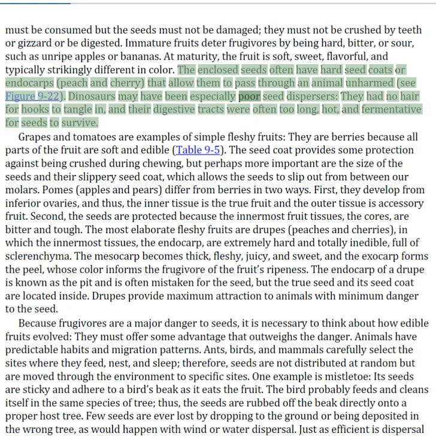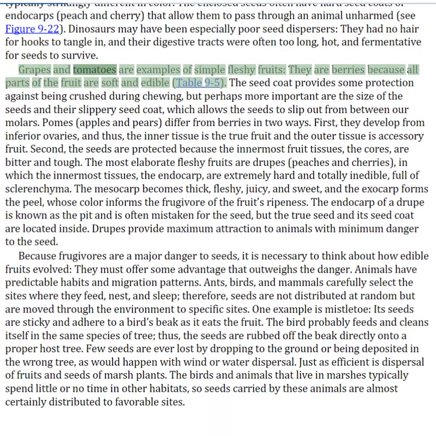Dinosaurs may have been especially poor seed dispersers. They had no hair for hooks to tangle in, and their digestive tracts were often too long, hot, and fermentative for seeds to survive. Grapes and tomatoes are examples of simple fleshy fruits. They are berries because all parts of the fruit are soft and edible.